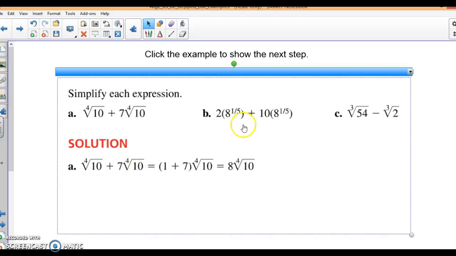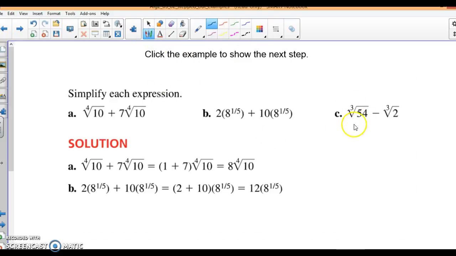I can do something very similar with part B. Because my base is the same and my exponent is the same, I go ahead and I take out the values in front and combine them. For part C, I have to do a couple of steps beforehand. I first have to simplify this 54. So I know, going back, we're looking at our perfect cubes.